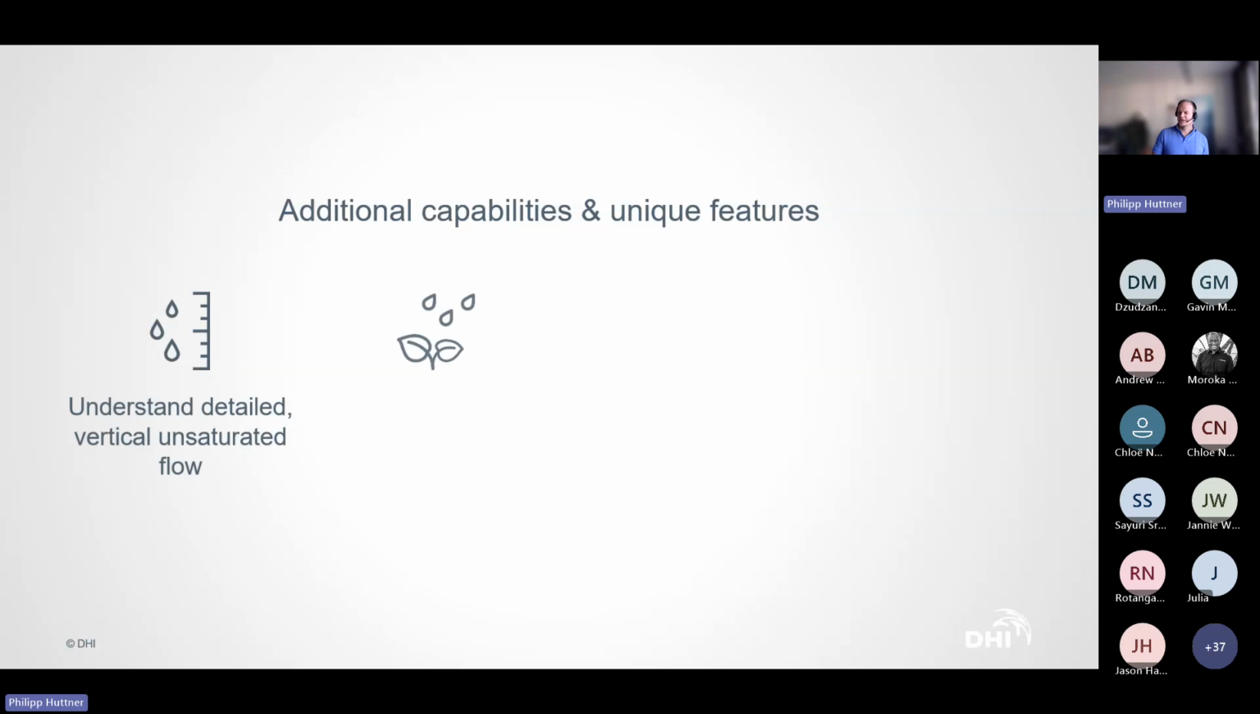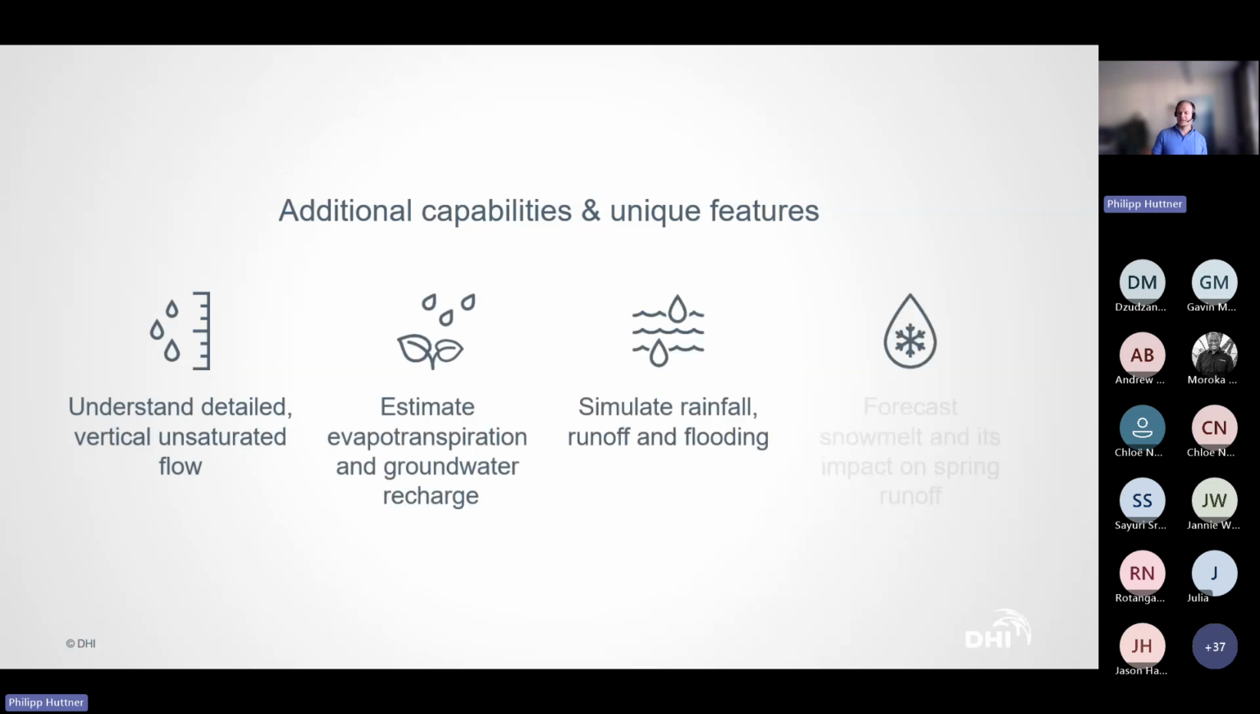So you can really understand detailed vertical unsaturated flow processes like it is required for agricultural questions, estimate evapotranspiration and groundwater recharge like you need it for mining or for drinking water supply. But in addition, you can also simulate rainfall, runoff, and flooding for flood protection studies, or even forecast snowmelt and its impact on the spring runoff.